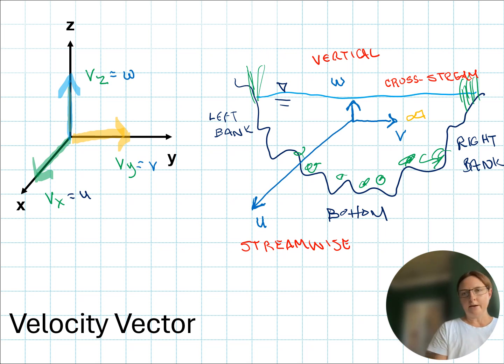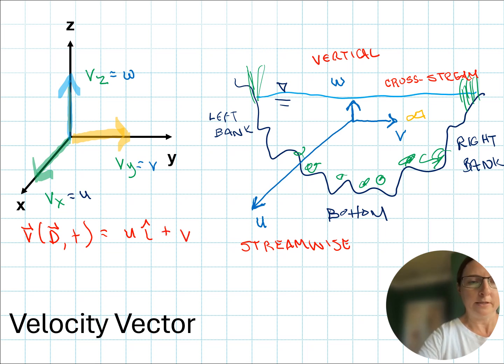And so if I want to substitute in our u, v, and w into the equation that we derived on the prior slide for the velocity vector, now I can write my velocity vector, which as a reminder is a function of time and the displacement, as u, my streamwise component of velocity, directed in the i direction, plus my v, little v, component of the cross stream, plus my w component in the vertical, directed in the k.